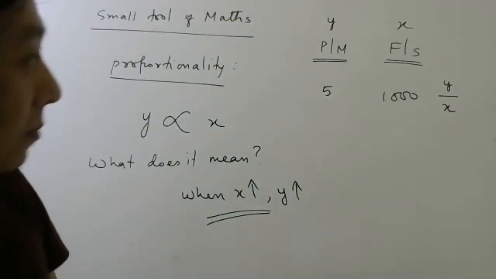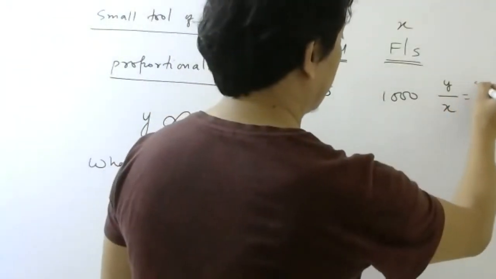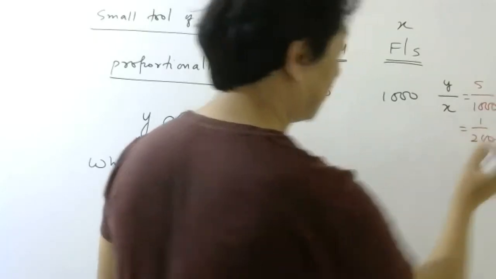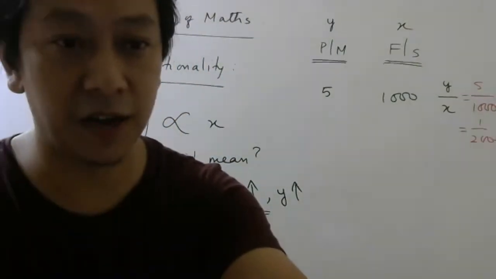What will be the ratio y by x? 5 by 1,000. 1 by 200. 1 by 200, right? Okay.